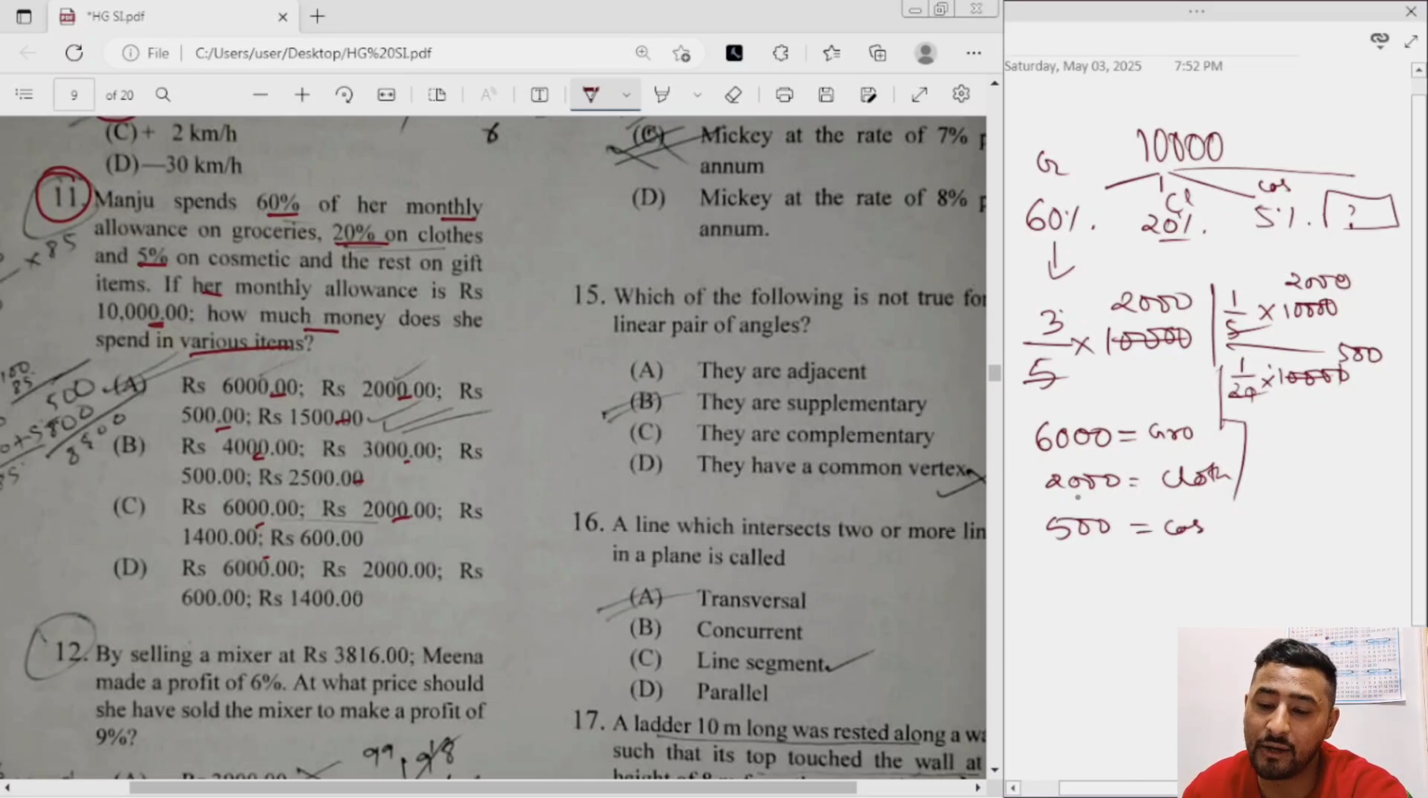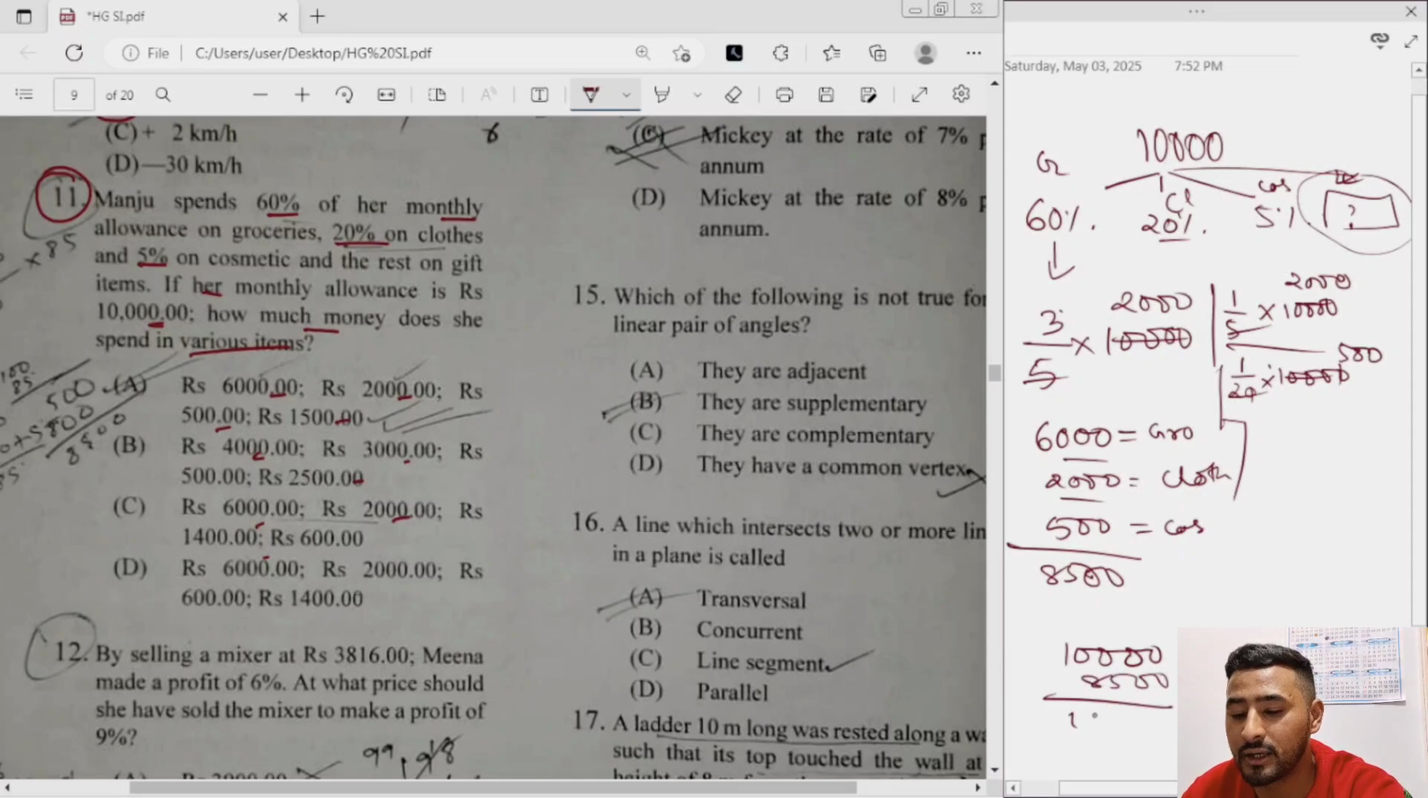Now add all this, because we need to find how much remains. 6,000 plus 2,000 is 8,000, and 8,500 is already spent. The remaining she will spend on the gift. So 10,000 minus 8,500, you get 1,500. So the remaining amount she's spending is 1,500 on gifts.